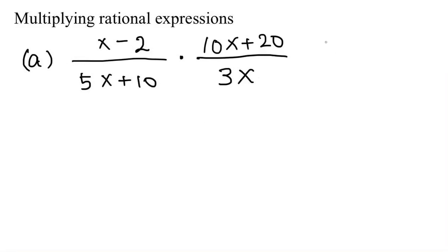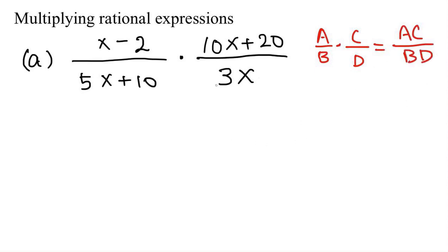To multiply rational expressions, we follow one simple rule. We multiply numerators together and we multiply denominators together. So for example, if you multiply a over b and c over d, we multiply numerators a and c, and you multiply denominators b and d.